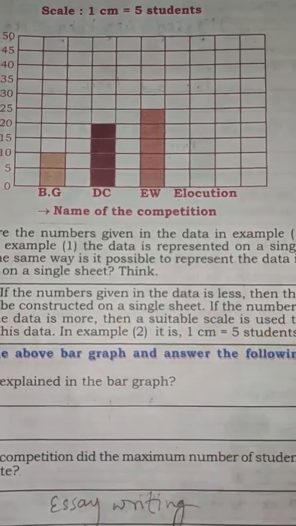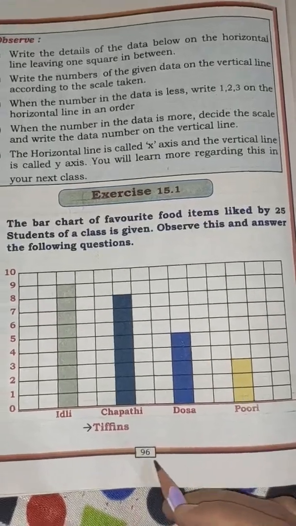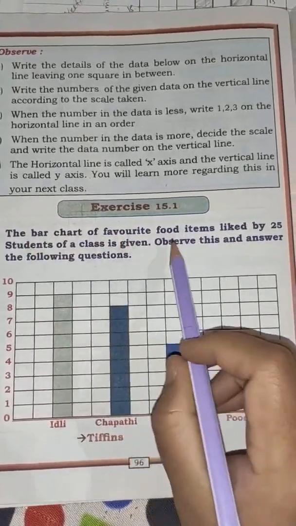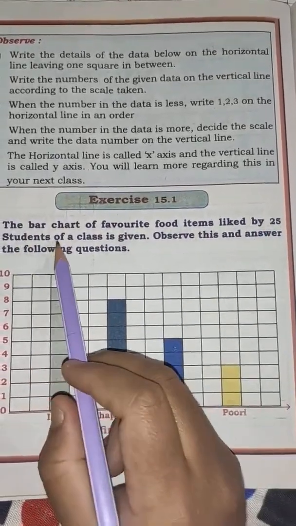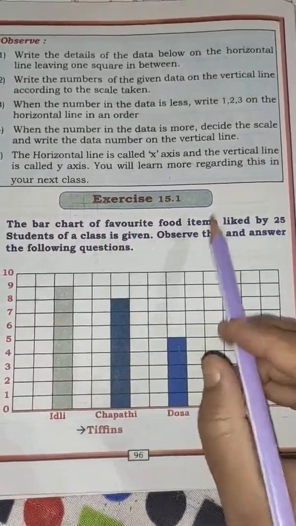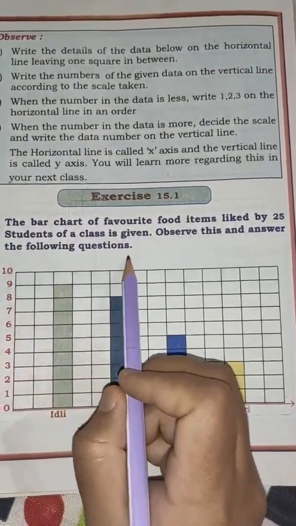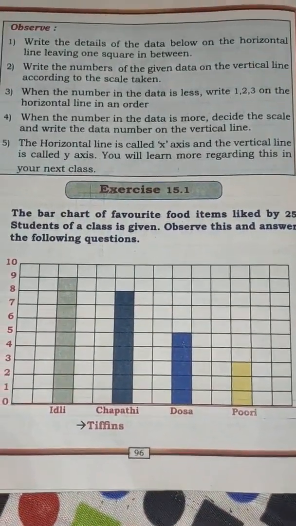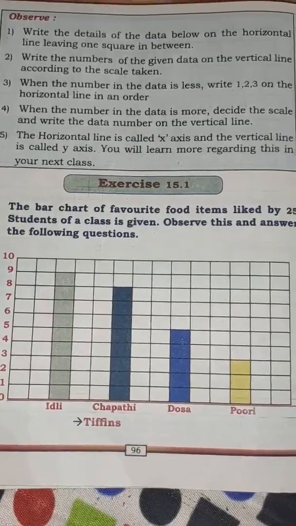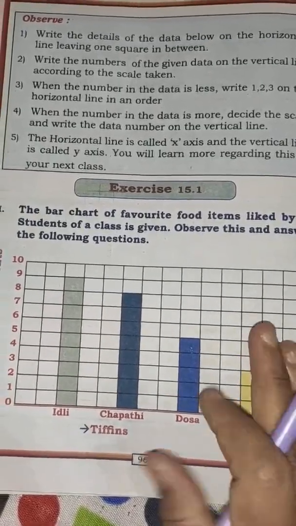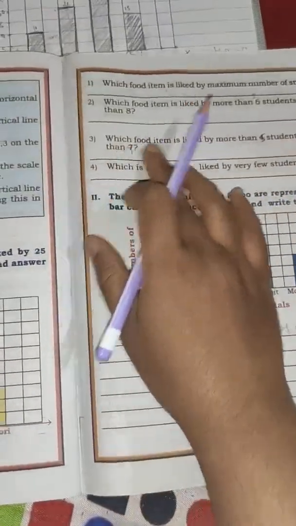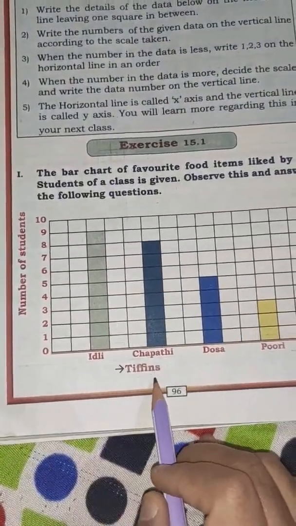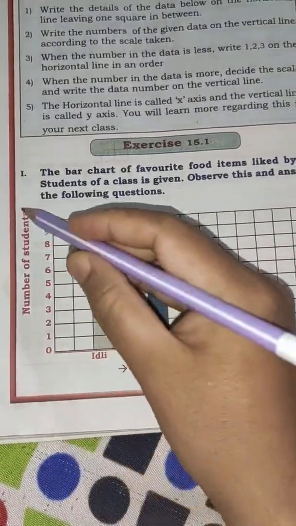Understood, children? Now children, come to page number 96, exercise 15.1. The bar chart of favorite food items liked by 25 students of the class is given. Observe this and answer the following questions. After observing this graph, you have to answer some questions. First, just observe this. Here they have the tiffins, meaning food items. Here the number of students are there.